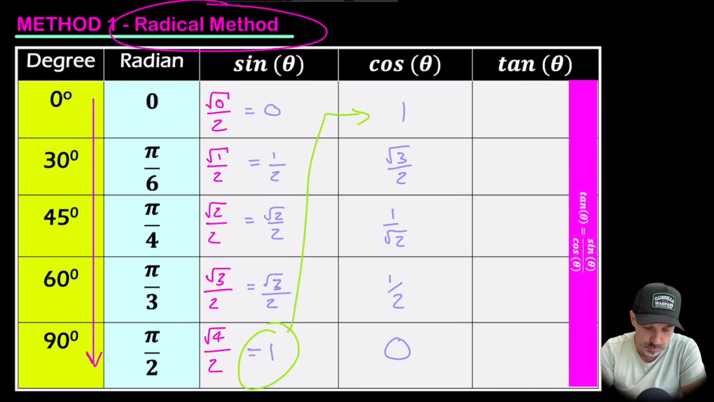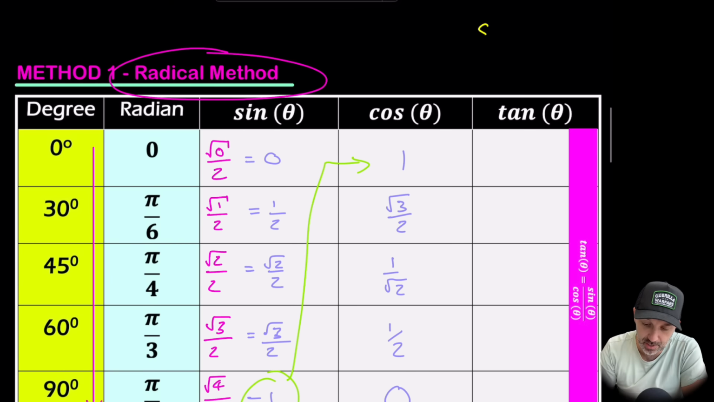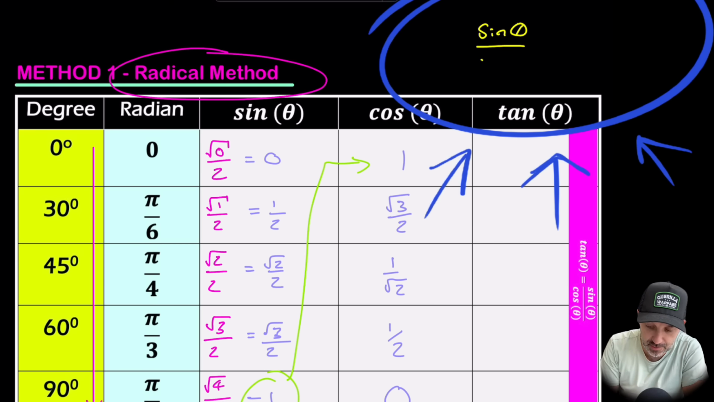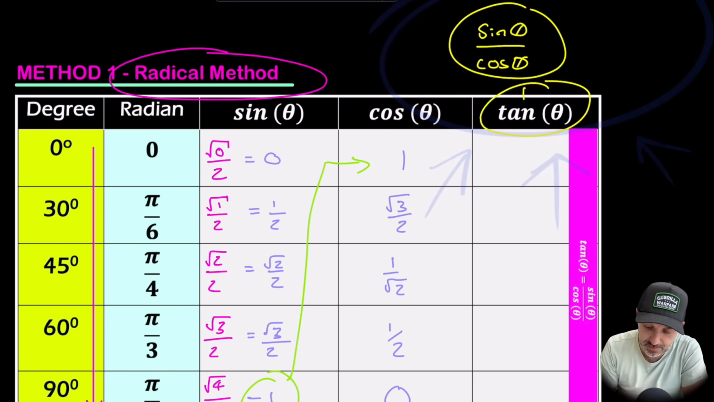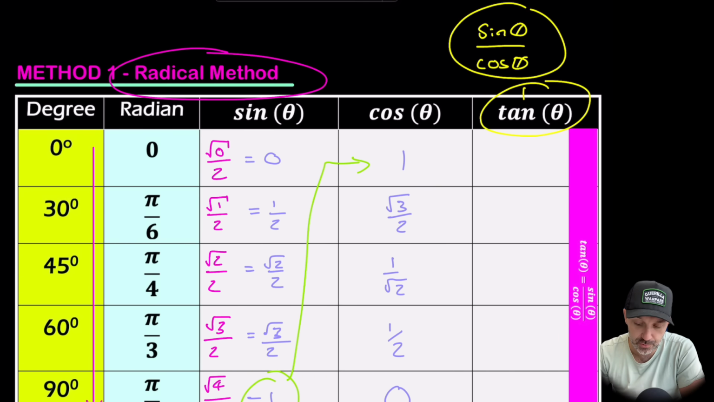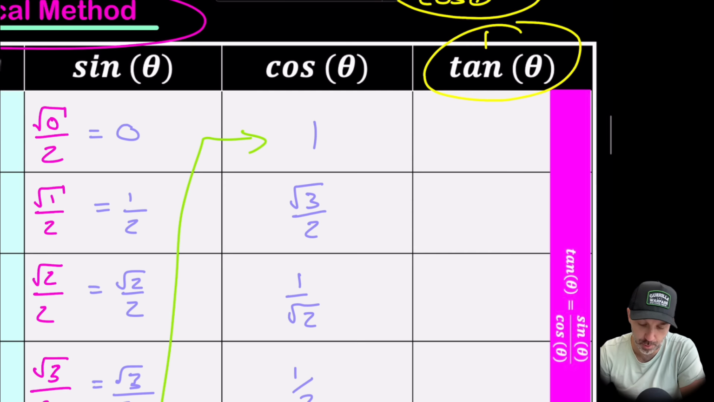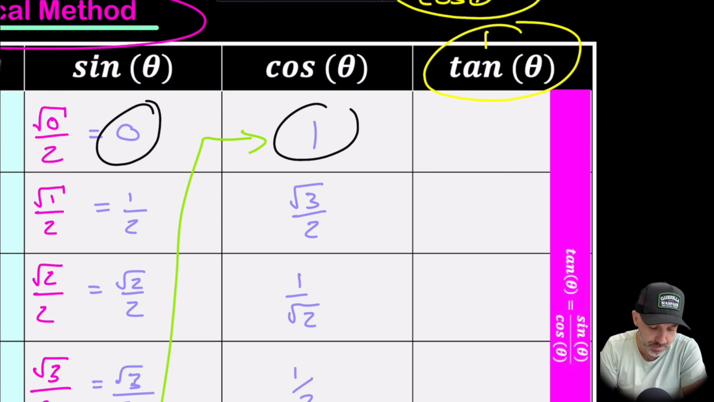For tan, I just want you to remember this one expression: sine over cos. So sine theta over cos theta is equal to tan theta. If you have found sine and cos, you can just find tan through that approach. So if we go over to here, sine over cos would be 0 over 1. Well, 0 divided by 1 is 0.